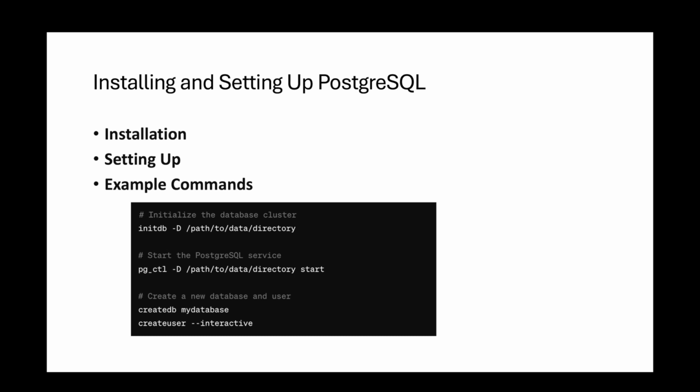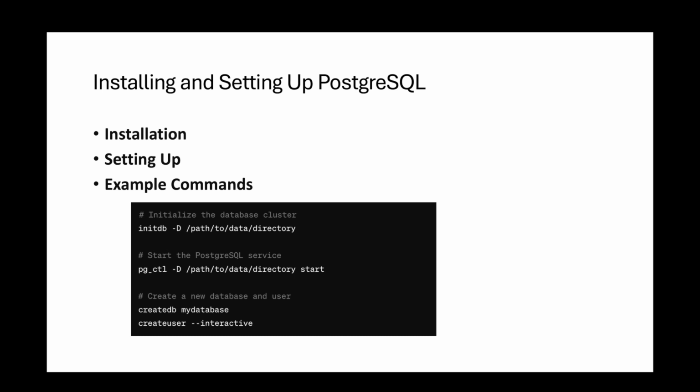The installation process may vary depending on the operating system, but generally involves downloading the installer from the PostgreSQL website and following the installation instructions provided. Setting up. Once installed, PostgreSQL needs to be initialized and configured before use. This typically involves initializing the database cluster, starting the PostgreSQL service, and creating a database and user for application access.